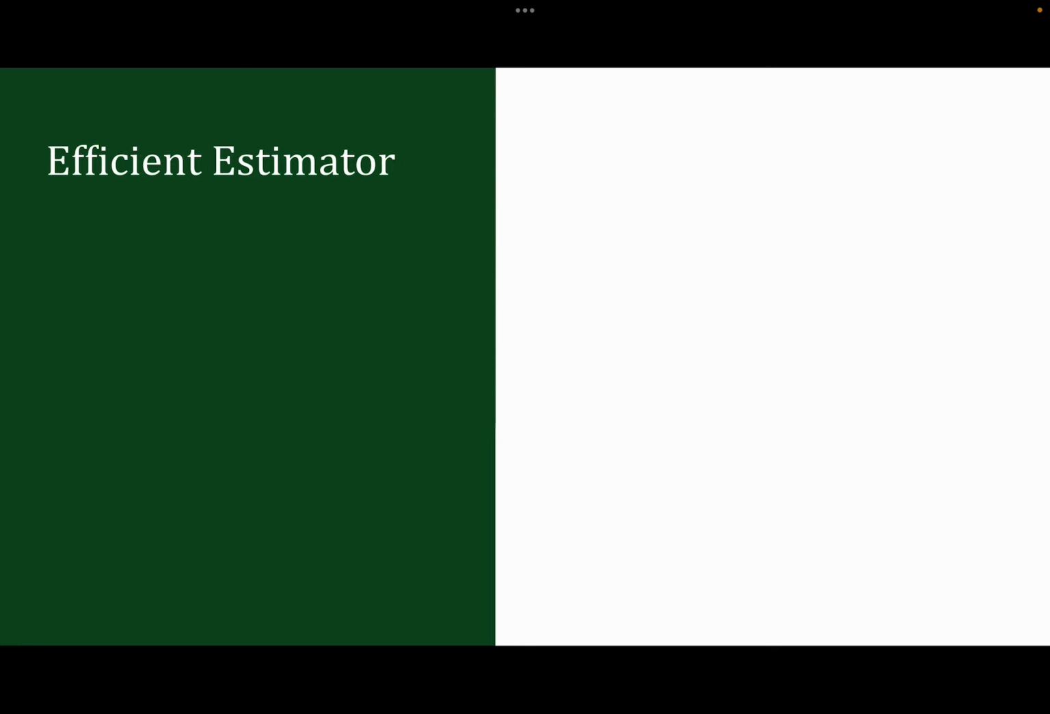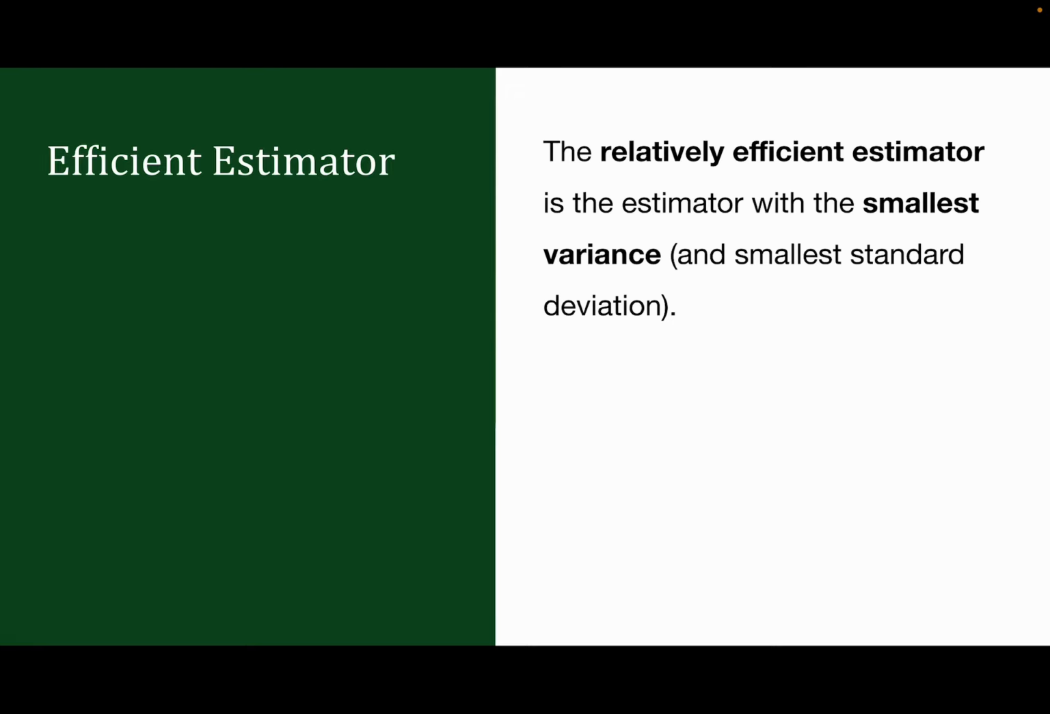Our last requirement is that we want a relatively efficient estimator. And a statistician considers an estimator to be a relatively efficient estimator if the estimator has the smallest variance of all of the possible estimators that I could choose.